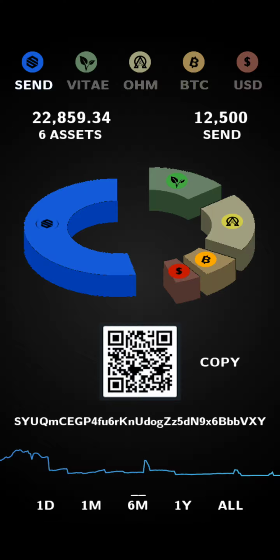Now, if you clicked on Vitae or Ohm or Bitcoin or whatever USD stable token we decided to go with, I'm actually in negotiations with one of the USD stable token teams, so it'd be nice to use them. They seem like they'd be a good partner for us.